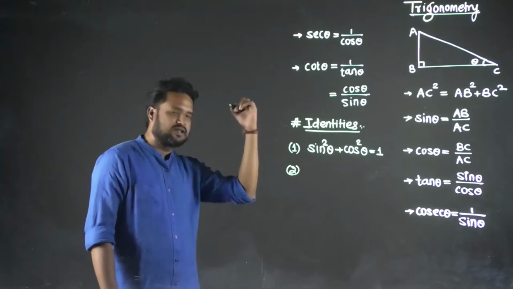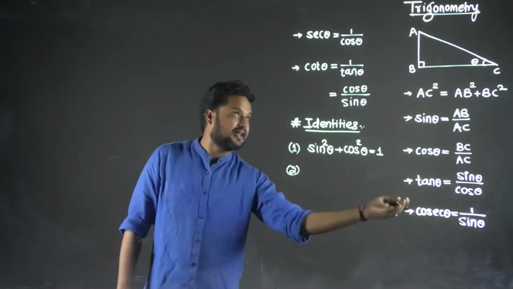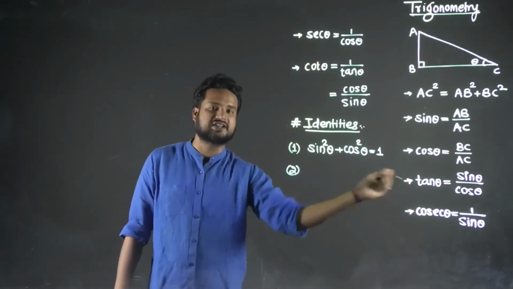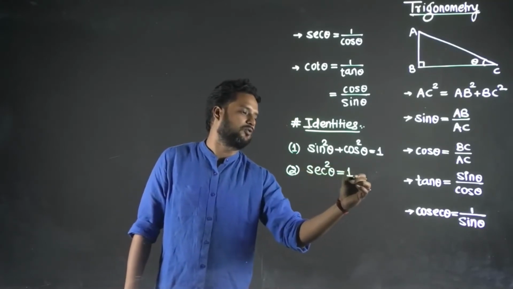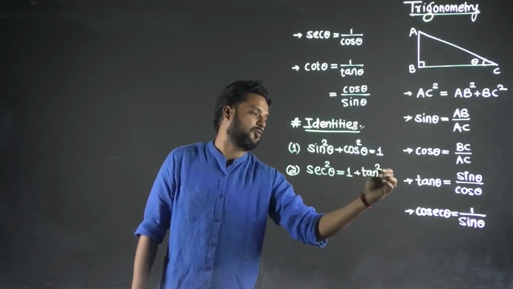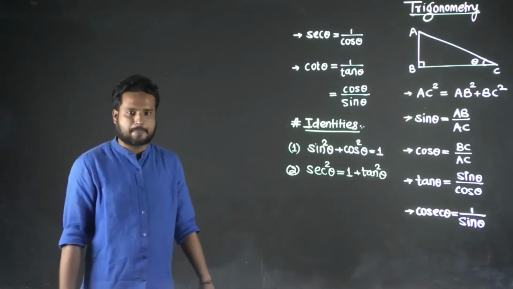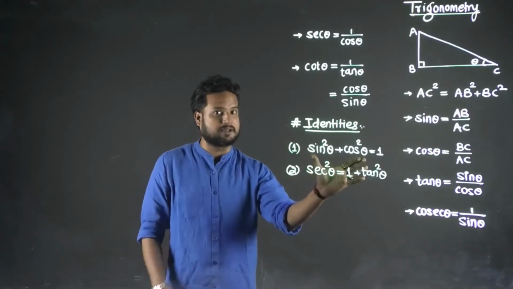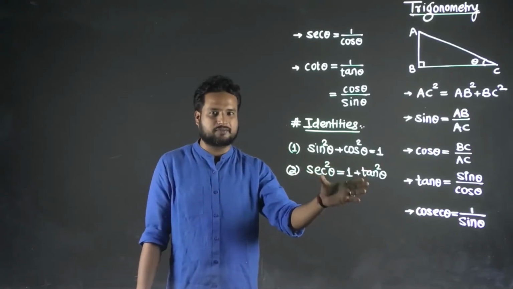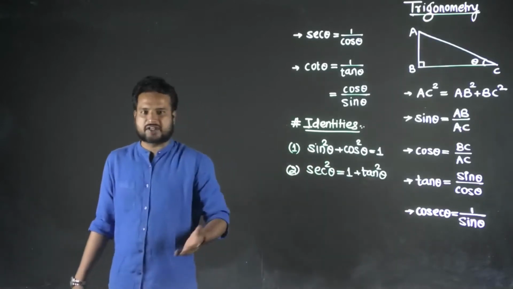But there is another one which relates sec theta with tan theta, and it is sec square theta is equal to 1 plus tan square theta. How do I get this? As I said, everybody is aware of the first one, but we tend to forget this one. At times I have seen students making this kind of a mistake.